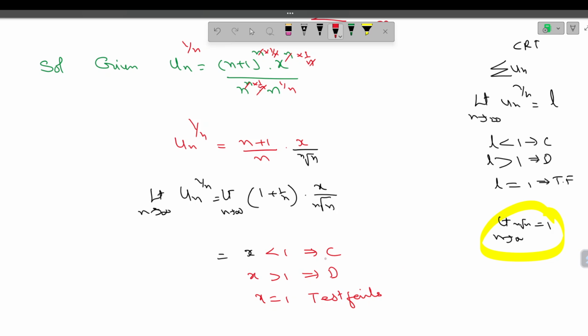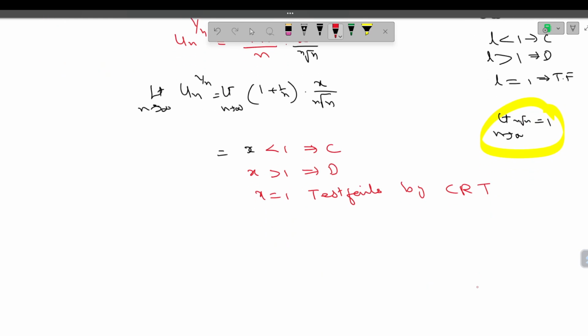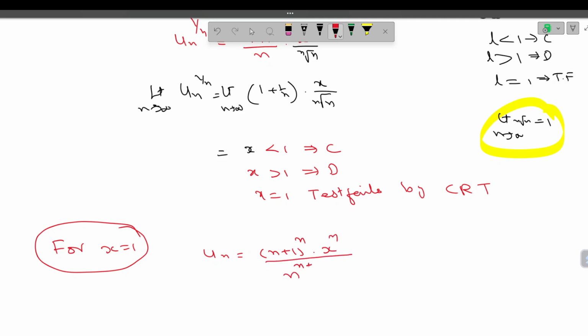So it is conditional. How can you say this? We can say by Cauchy root test that it fails when x equals 1. Now test for when x equals 1. What will happen when x equals 1? So what is our u_n? u_n is (n plus 1) whole to the power of n, x to the power of n, by n. When x equals 1, this is gone.